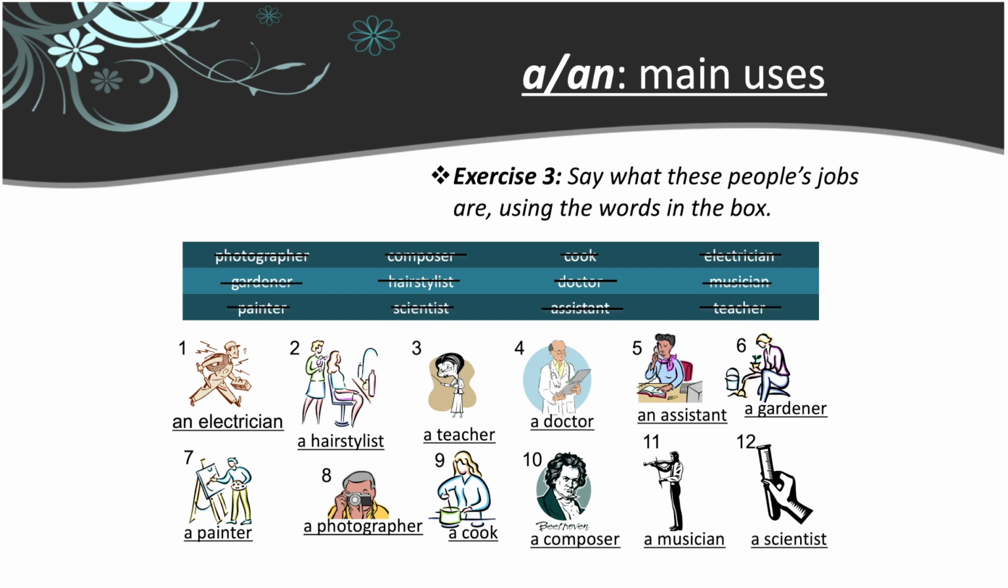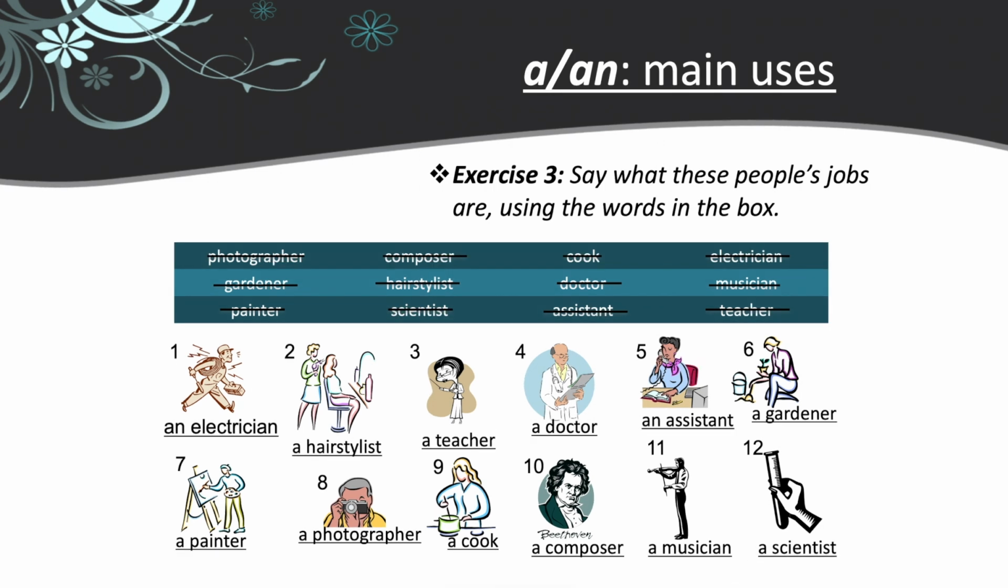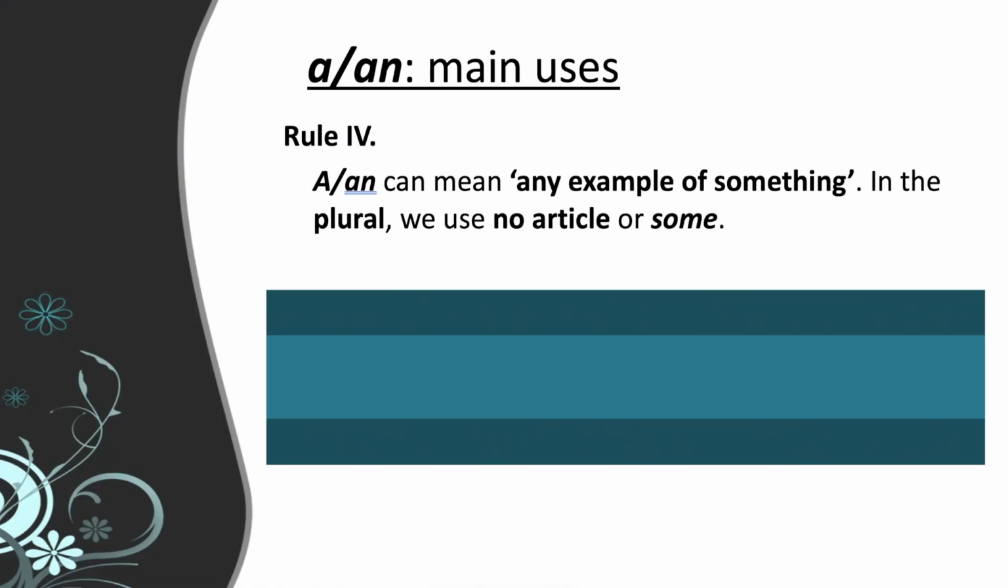And number 12 is a scientist. I think this one should have been easier for you than the last one. Let's go to rule number 4. A and an can be an example of something. In the plural, we use no article or some.